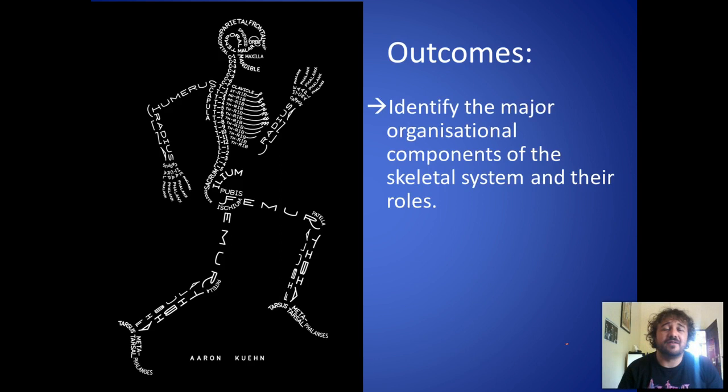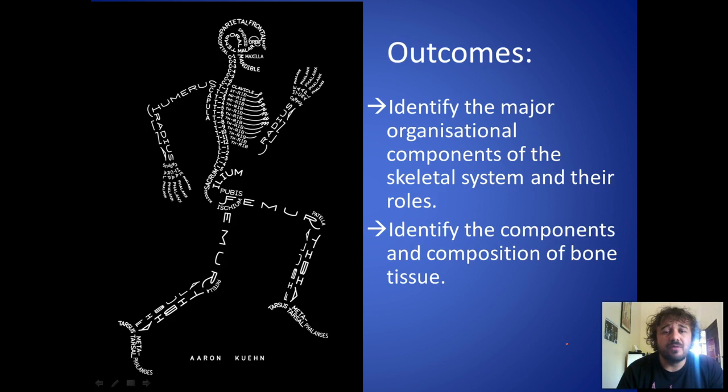So first, you want to identify the major organisational components of the skeletal system, and there are two of those, and their roles. We're going to get to that in a second. You're also going to identify the components of bone and the composition of bone tissue.